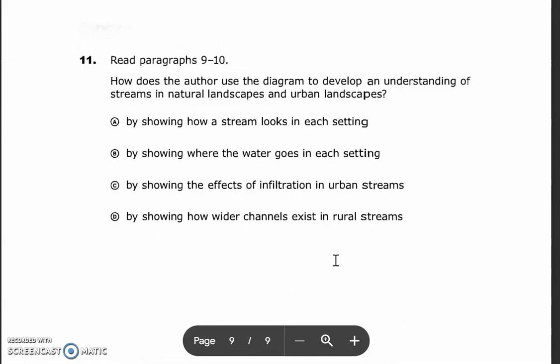Number 11. Read paragraphs 9 through 10. How does the author use the diagram to develop an understanding of streams in natural landscapes and urban landscapes? A, by showing how a stream looks in each setting. B, by showing where the water goes in each setting. C, by showing the effects of infiltration in urban streams. D, by showing how wider channels exist in rural streams.